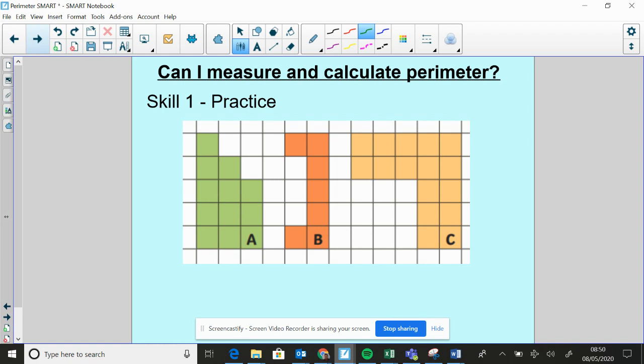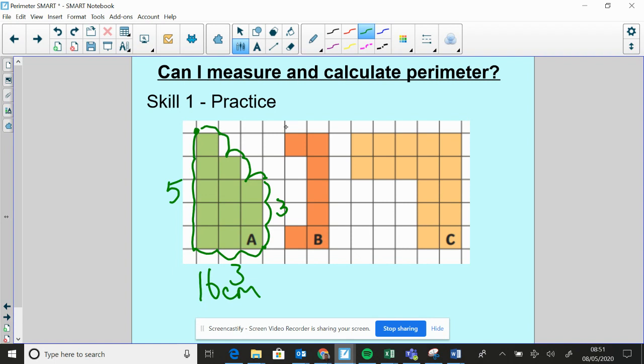So this is what skill 1 will look like, very similar to this. So you're just going to put a dot in the corner and then just count 1, 2, 3, 4, 5, 6, 7, 8, 9, 10, 11, 12, 13, 14, 15, 16. So for that one, perimeter is 16.